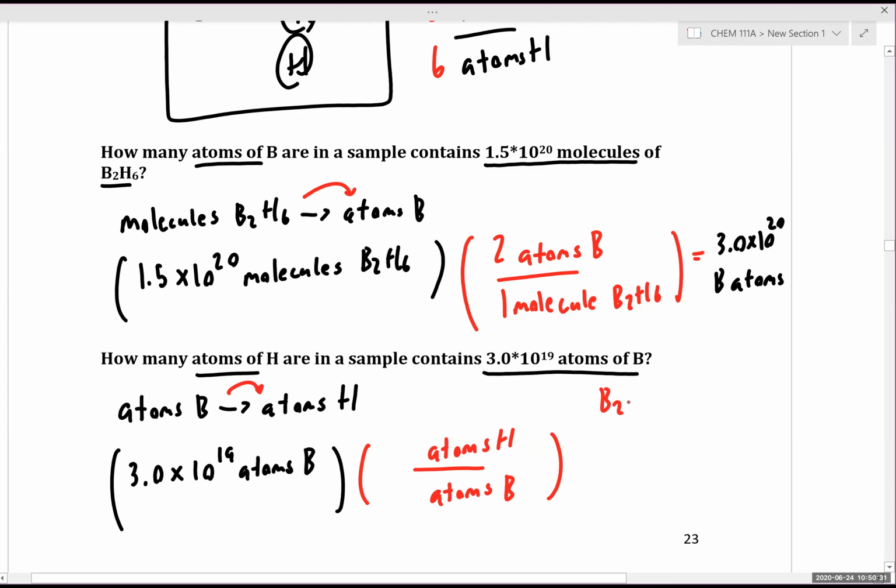And in the formula B2H6, how many atoms of hydrogen do we have per atom of boron? What is our ratio in this case? Yep, exactly. We have 6 atoms of hydrogen per 2 atoms of boron. And that in turn gives us 9.0 times 10 to the 19th atoms of hydrogen.